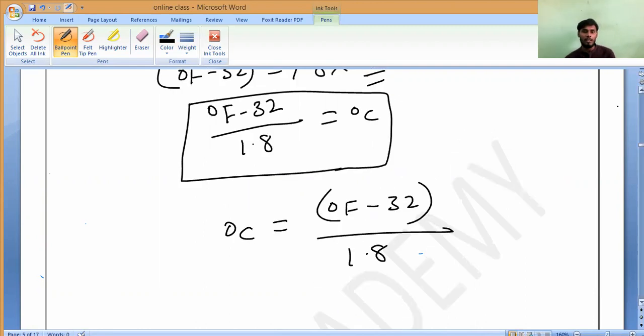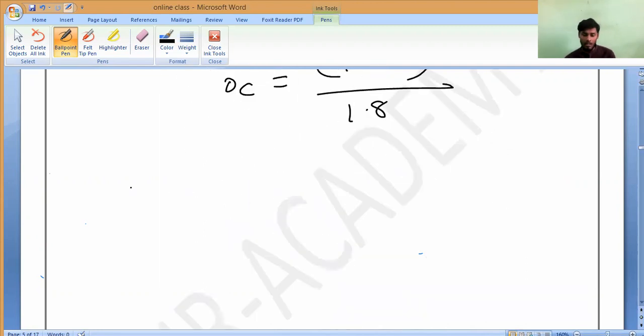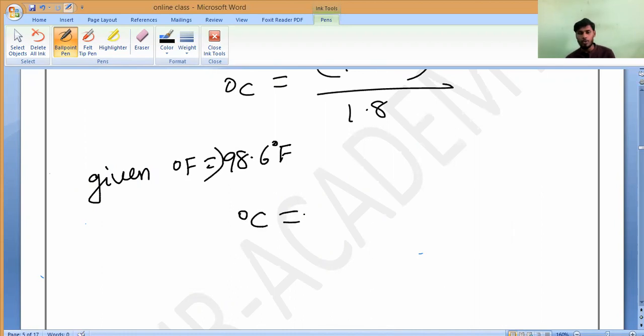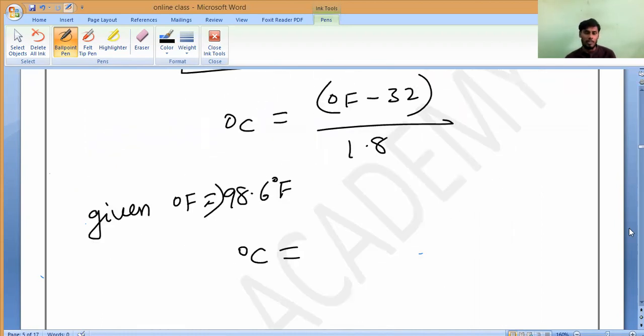Now shall we verify whether it comes the same or not? Let me imagine the given degree Fahrenheit is 98.6 degree Fahrenheit. So degree Celsius is equal to, substitute. Tell me, you speak here, I am speaking continuously.